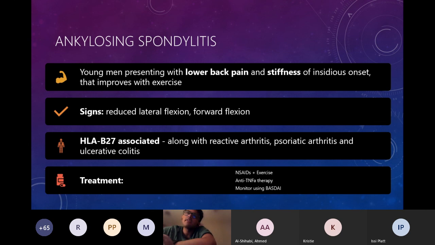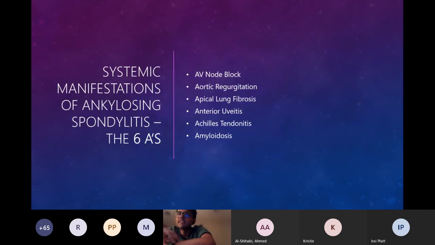So we've also got loads of systemic manifestations that you can learn as the 6 A's. The most common cardiac finding is AV node block, not aortic regurgitation. That's second. Apical lung fibrosis, anterior uveitis. What does anterior uveitis look like? Like, what would it look like if you saw a patient with anterior uveitis? White stuff in the eye is a very niche finding that you don't need to know until next year. But yeah, you get painful red eye and you get like big blood vessels leading up to your iris.